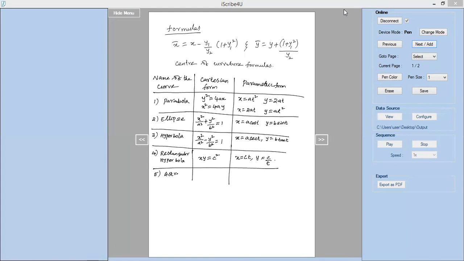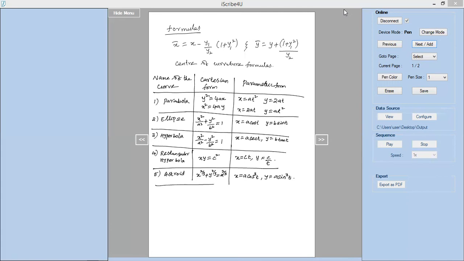Asteroid is x power 2 by 3 plus y power 2 by 3 equal to a power 2 by 3. This equation I will consider as x equal to a cos cube t, y equal to a sin cube t. These are the parametric equations. We will use these equations in the problems.